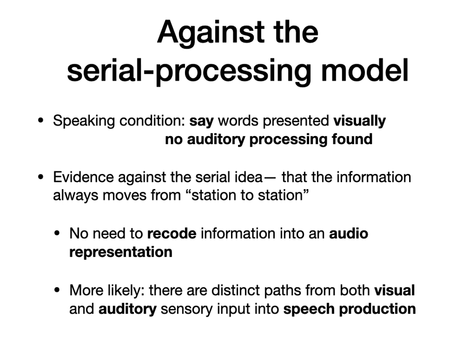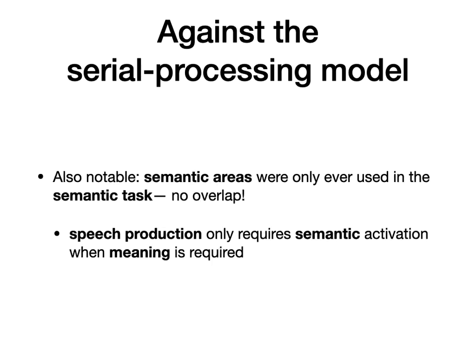So, okay. Another interesting element that came out against the serial processing model is the idea that the semantic areas of the brain were only ever used in the semantic task, right? There was no overlap at all. You didn't end up accidentally triggering your semantic lookups when you weren't being asked to do anything with the word, right? You were just being asked to spit it out. So speech production doesn't need semantic activation. So again, that's one of the many stops on the neural train, right?